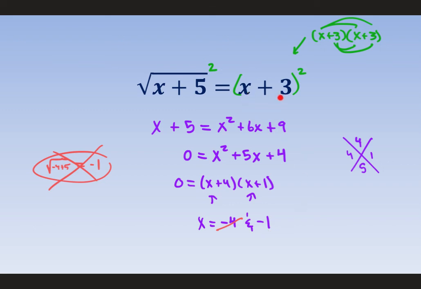All right, let's check the other one. Negative 1 plus 3 is positive 2. That is okay. So our actual final answer is just x equals negative 1. That is our only real answer here.